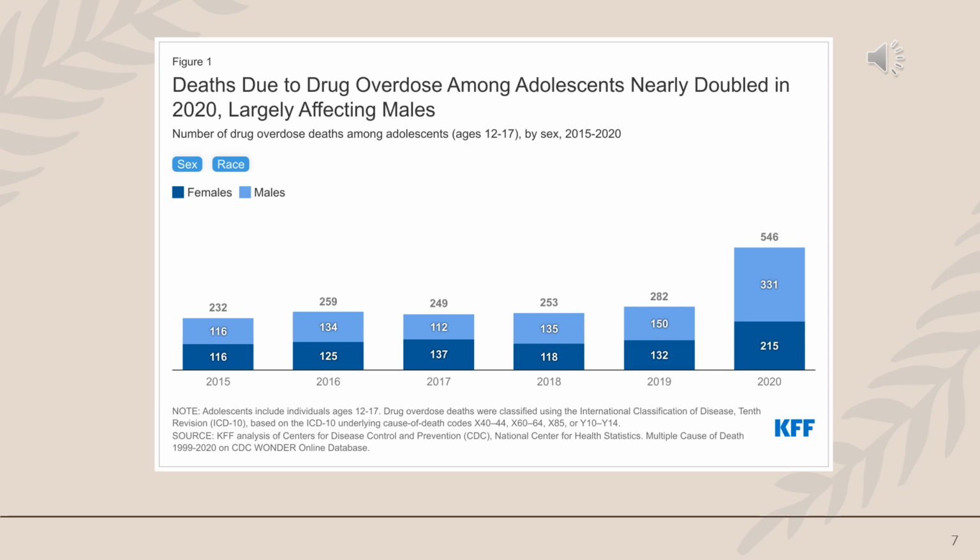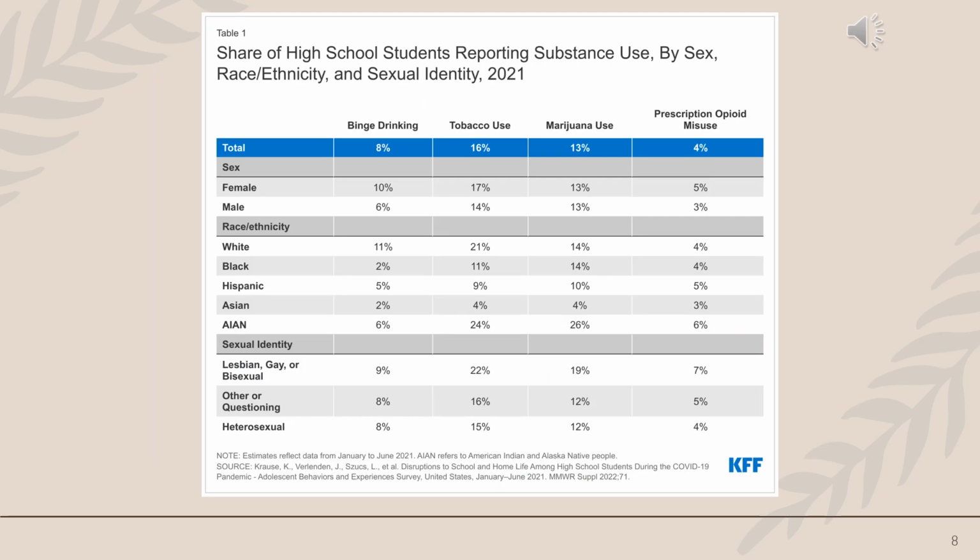Here you can see deaths due to drug overdose among adolescents, and from 2015 to 2020 you see that steadily increasing. From 2019 to 2020 you see that nearly double. But something I wanted to point out was that in 2019, 150 adolescent males overdosed, and that number more than doubled for males in 2020, going up to 331. Here you can see a spread specific to 2021 of high school students reporting substance use related to alcohol, tobacco use, marijuana, and prescription opioids.